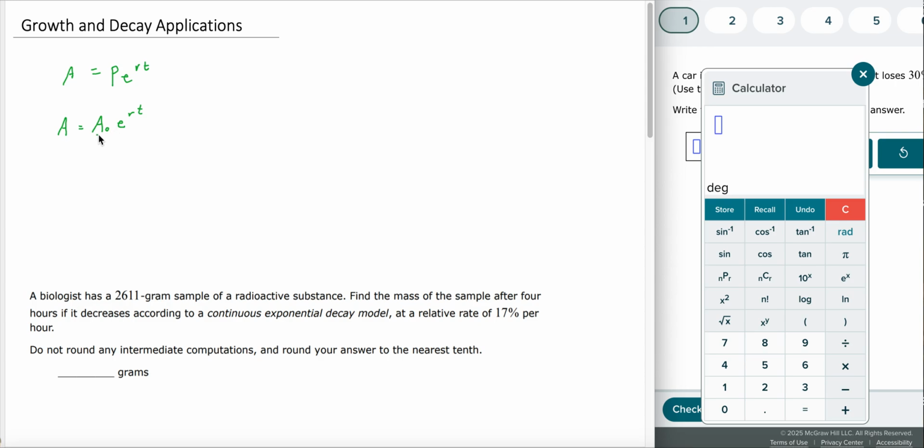What remains the same is that A sub 0 is the initial amount. In these problems, we're looking at something that is either growing or decaying, so this is the amount before the growth or decay occurs. A is the amount after the growth or decay has occurred. Again, remember, e is the number. R is the rate at which this is growing. So it's the growth rate if R is positive, and it's the decay rate if R is negative. We'll look at examples of both. And then T is time.